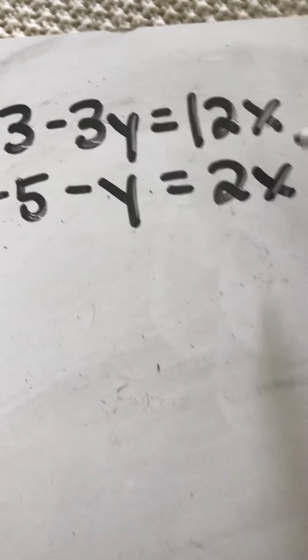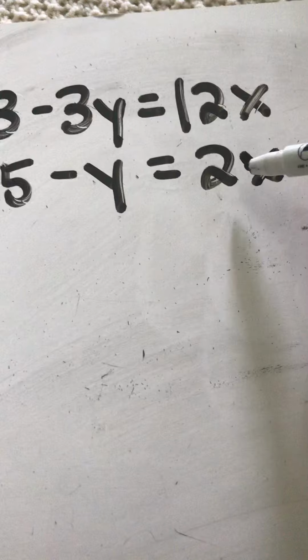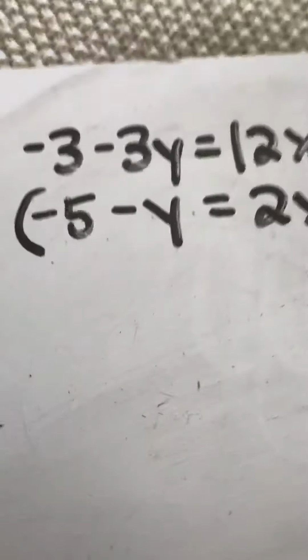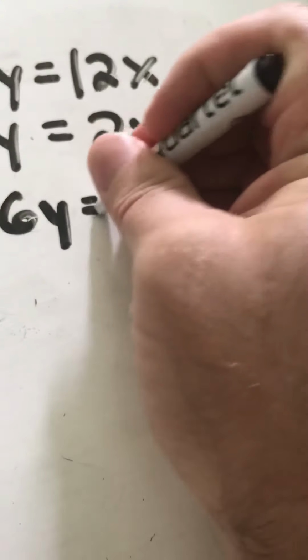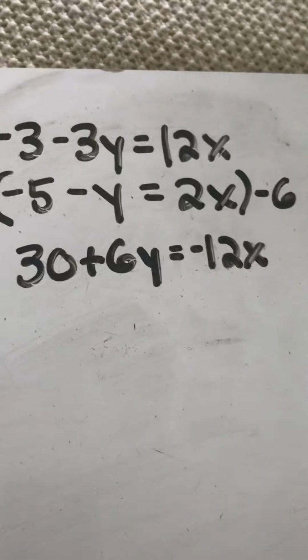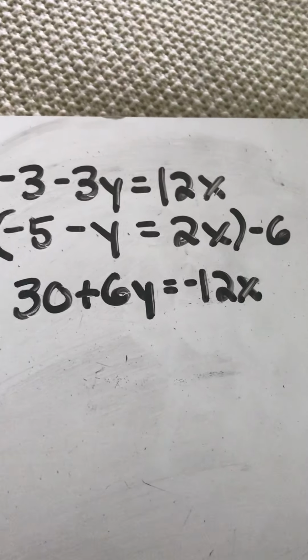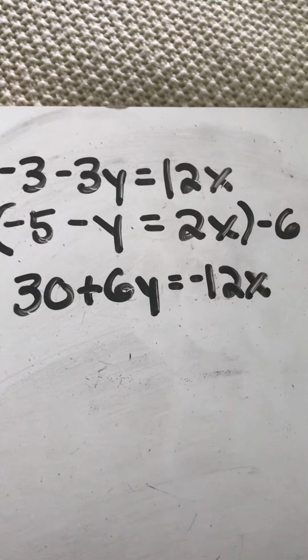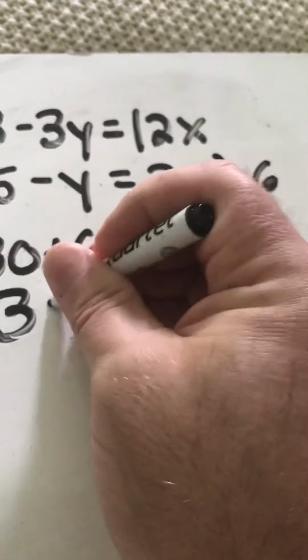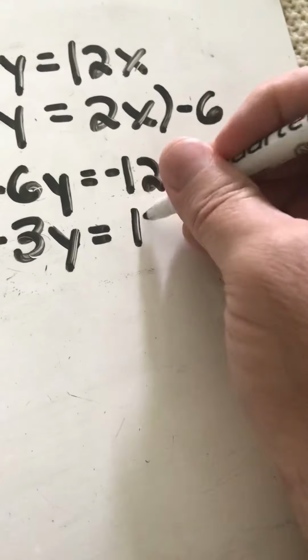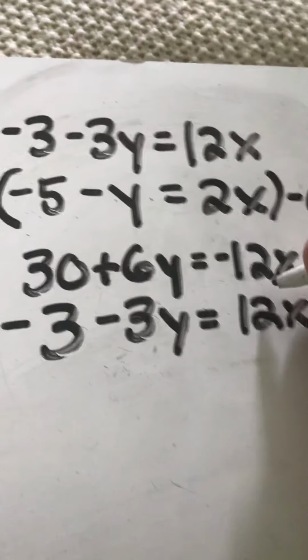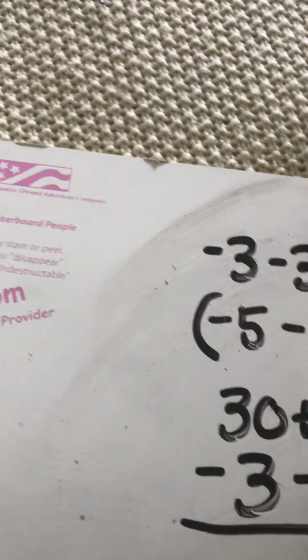So the 12 and the 2, well, how do we get the opposite of 12? Well, think about this. If we take 2 and multiply it by negative 6, that's going to give us the opposite of 12. Well, let's go ahead and do that to the whole equation. So our first equation becomes 30 plus 6y equals negative 12x. That's just following the rules of multiplying by negative numbers. Now write the other equation below it. And you can see I can eliminate the x variable by adding. We'll have to add throughout the equation.